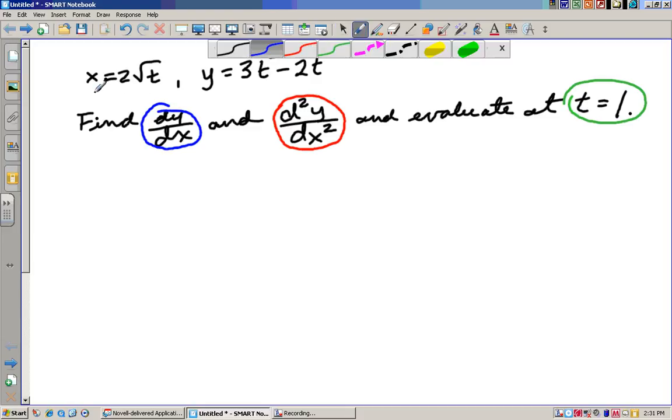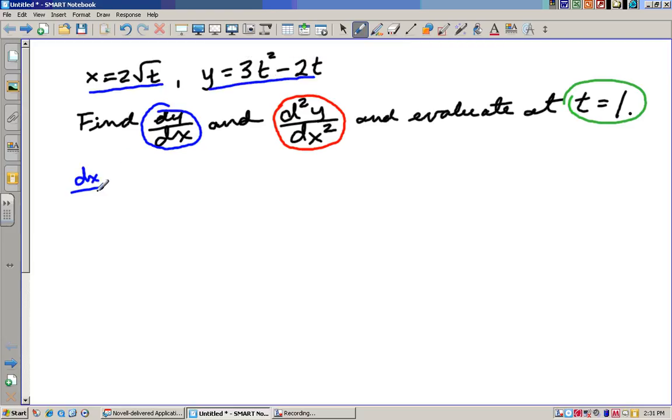First of all, let's go with finding the slope. Notice from these equations given, we can actually find dx/dt and dy/dt. So let's see if you guys can beat me and see who can do that the fastest. So dx/dt, as we derive that, is going to be 1 over the square root of t. And dy/dt is going to be 6t minus 2.